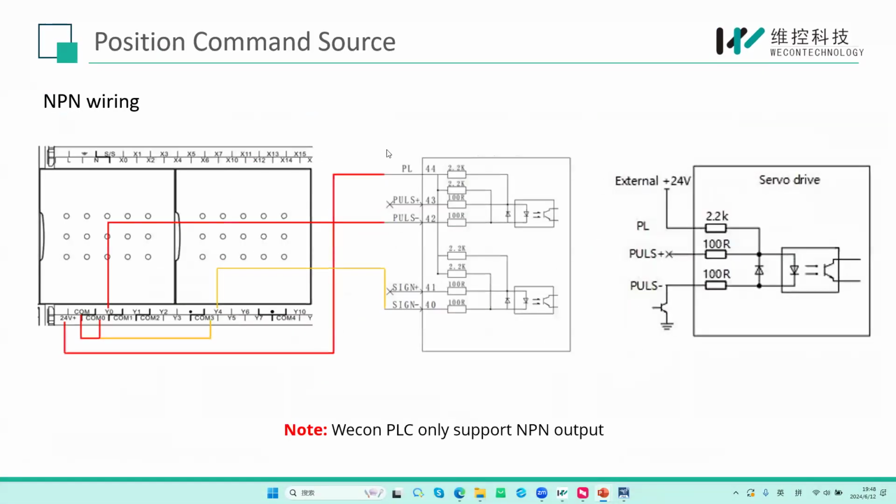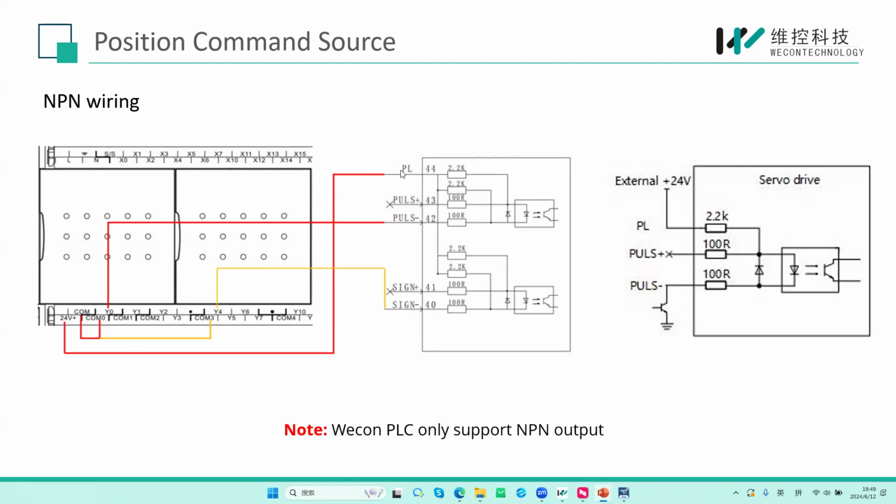Okay, we can check this picture. This picture is easier to understand. So here, this is a Wecon PLC, and here we connect Y0 to our pulse input. Here we connect to pin 42, not pin 43. Please note this point. And for direction, in this example, it uses Y4 to control the direction. So we connect Y4 to pin 40, the SIGN pin 40, not 41. So this point also please note.